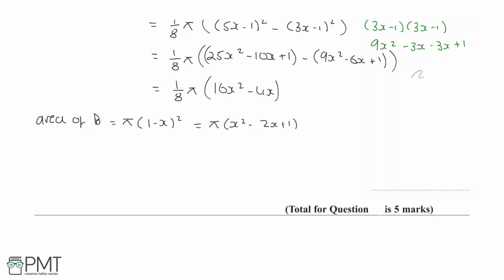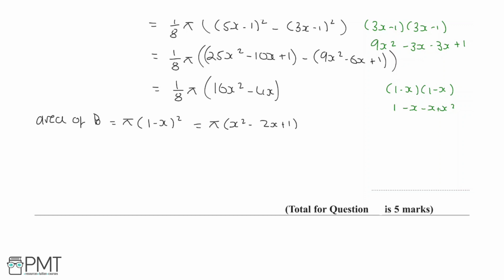And this is because if here we have 1 minus x times 1 minus x, 1 times 1 is 1, minus x times 1 is minus x, and then minus x times minus x is x squared. And if you add the minus x's together, you get minus 2x.